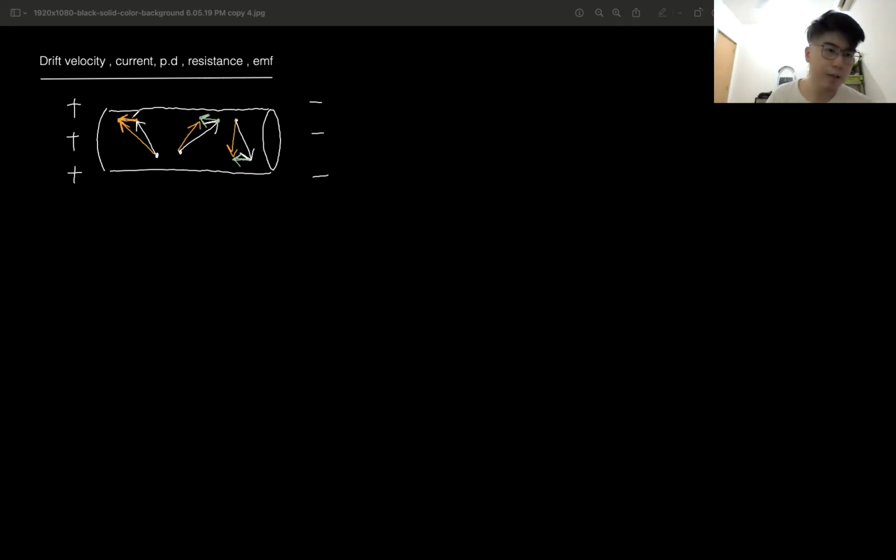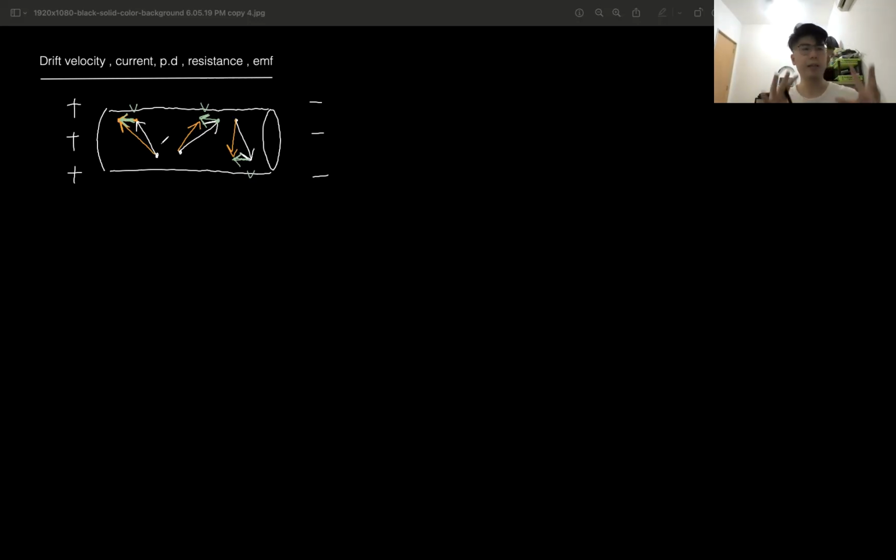Now all this small velocity, we say it is the drift, because the electron is drifted towards the left side. Every single electron has this velocity. It's a very, very small motion, we are talking about millimeter per second. Very small motion, but it happens to every single electron.